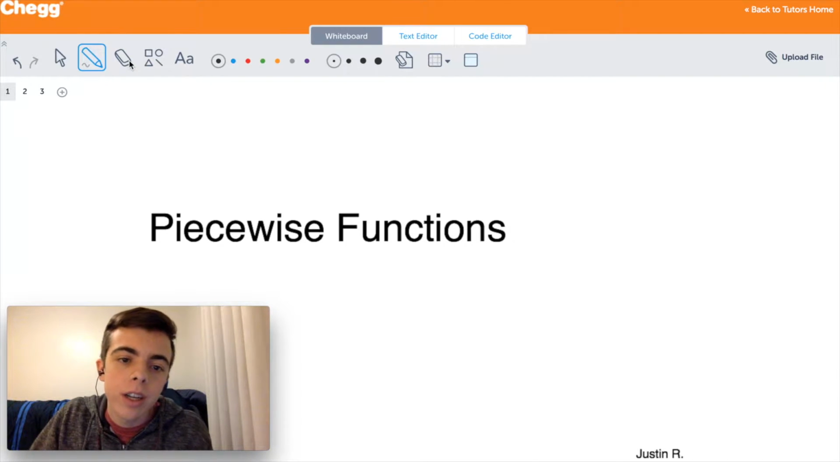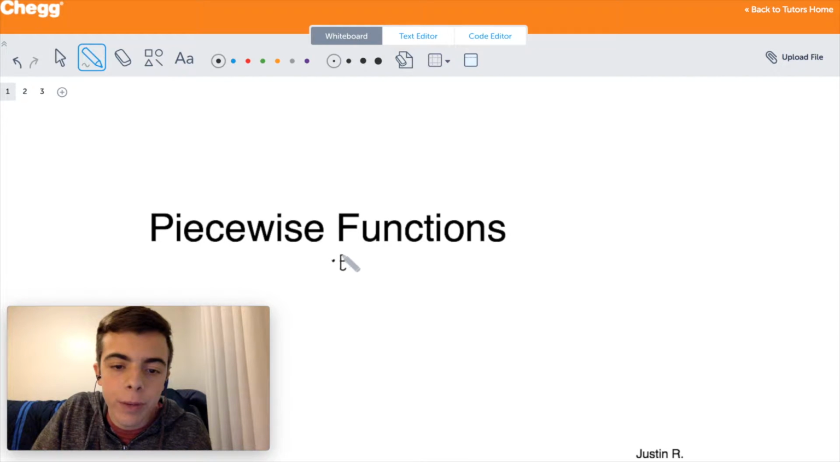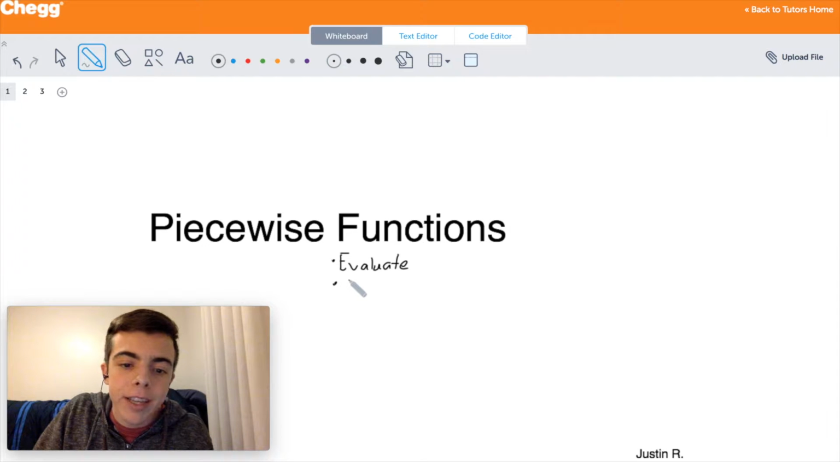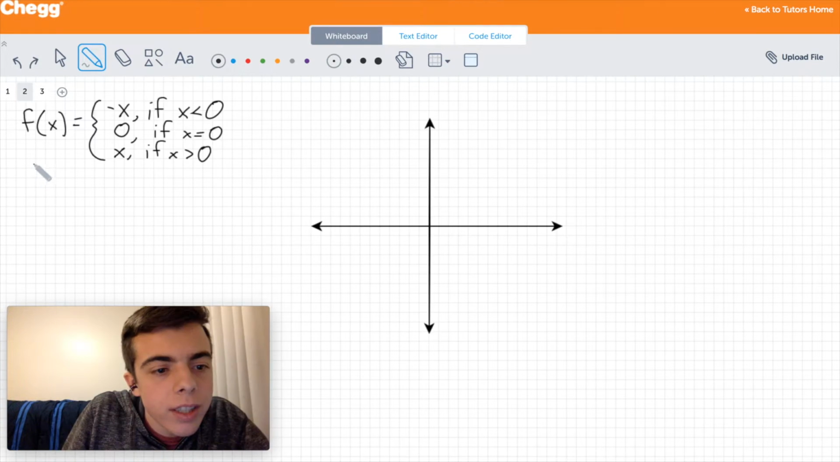There are two key ideas that we're going to be discussing with piecewise functions. First, we need to learn how to evaluate them. The second thing we have to learn to do with piecewise functions is graph them. This is the general notation on how you write piecewise functions.